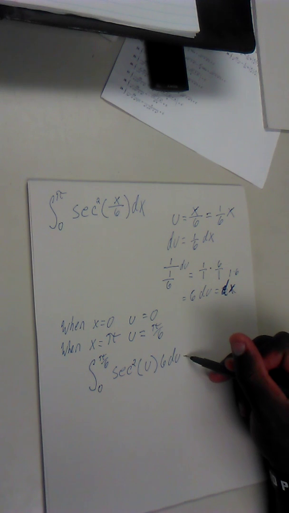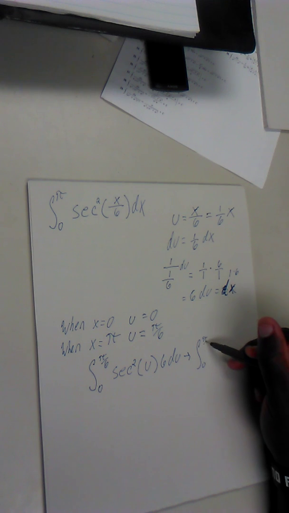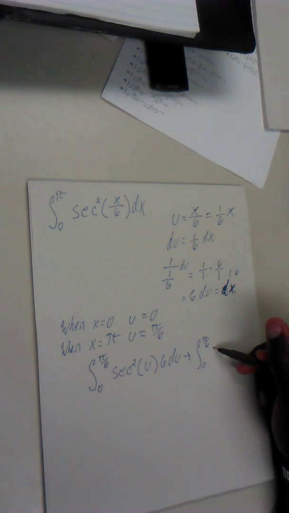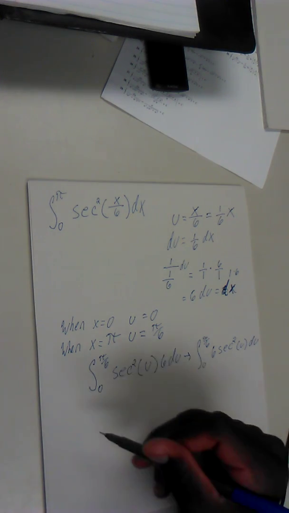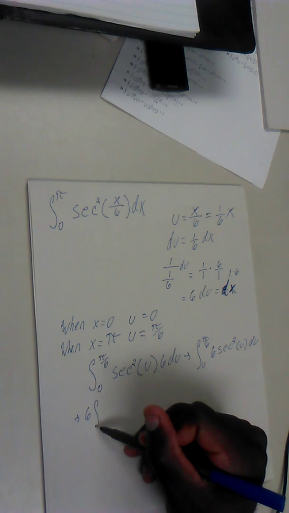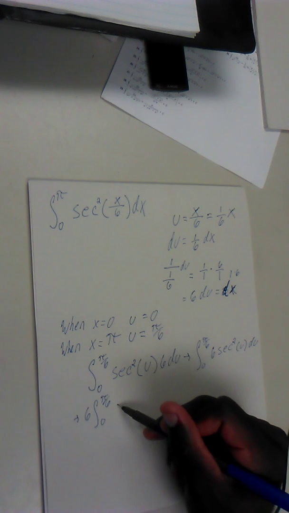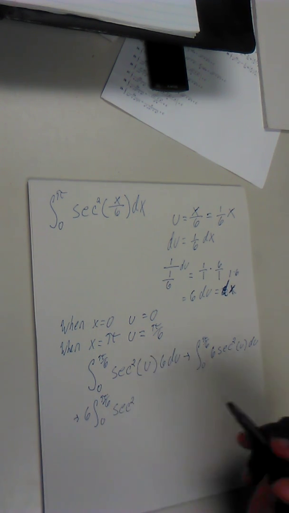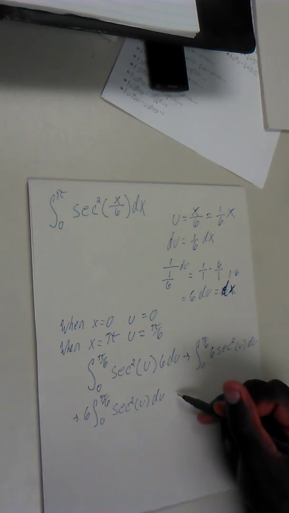All right, so let's go ahead and put this 6 secant squared of u du. Let's go ahead and further isolate the 6. So you're looking at a 6 times the integral from 0 to pi over 6 of secant squared of u du.